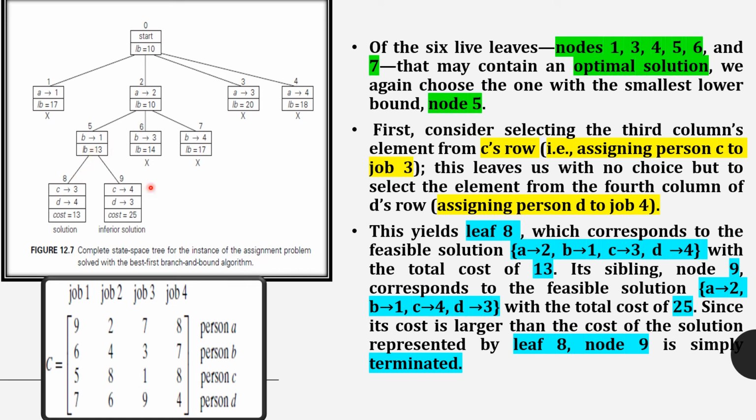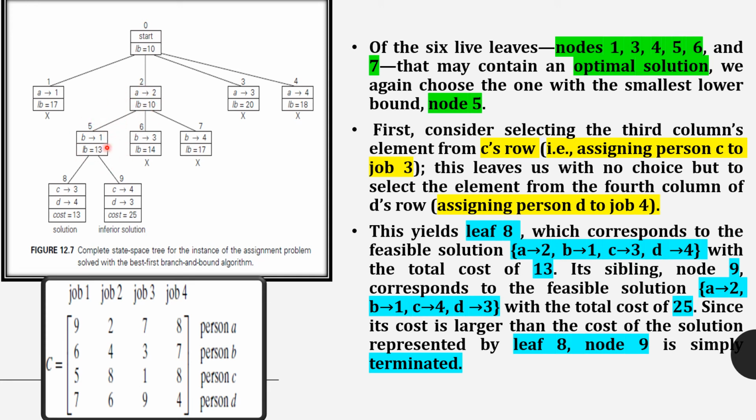So let us see how to do this. First, consider selecting the third row's elements, that is C's row. Why are we selecting the third row? Because we have to assign a job to person C. Job is already assigned for person A and job is already assigned for person B. The second job is assigned to person A, and the first job is assigned to person B. You can see here job is assigned to person A, job is assigned to person B. So these two nodes are promising nodes.